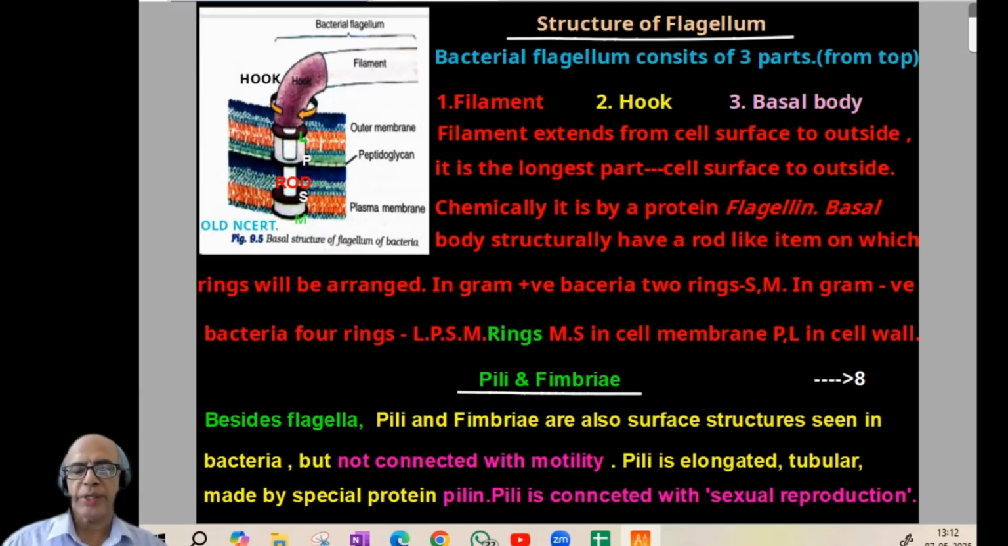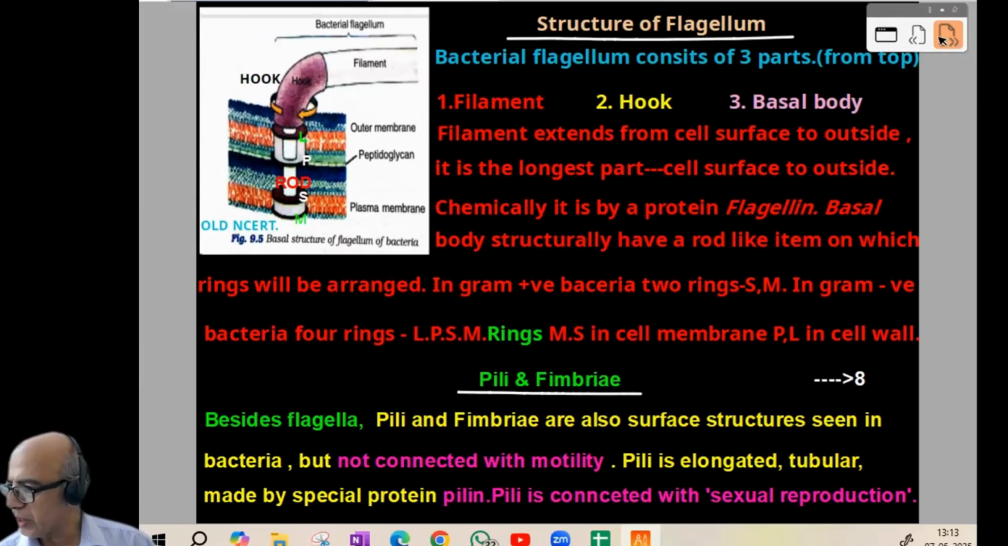So what is pili? What is fimbriae? What is the chemical nature? What is the function important for the exam? Pili is elongated, tubular, made by a special protein called pilin, connected with sexual reproduction. Up to that, I think it is clear.